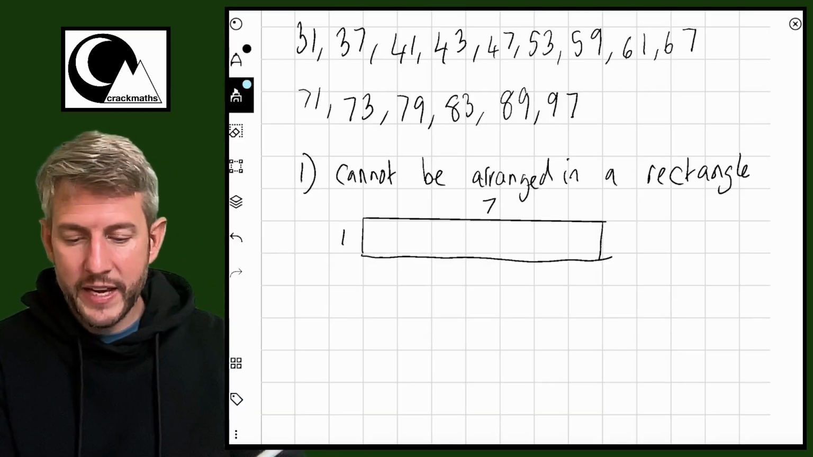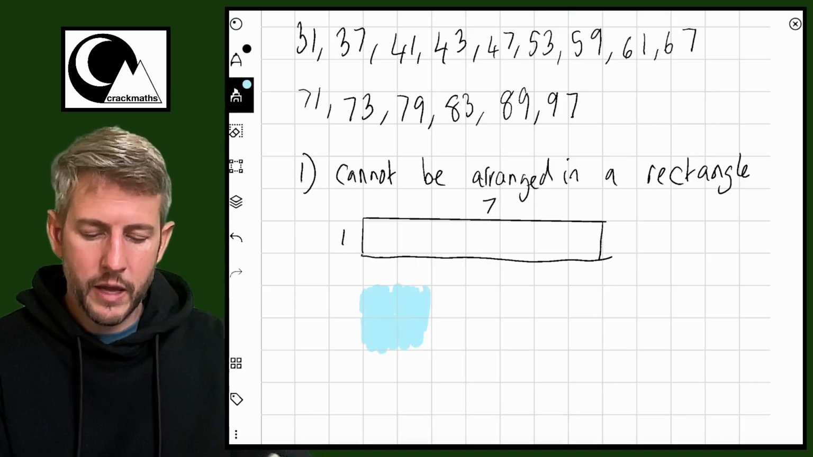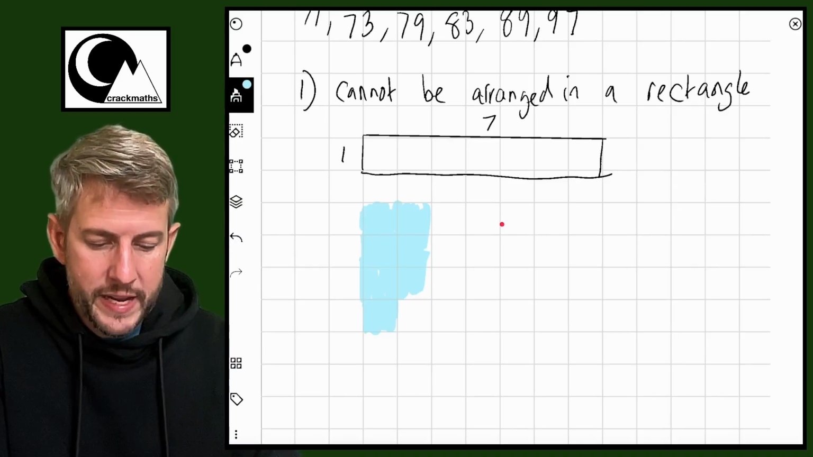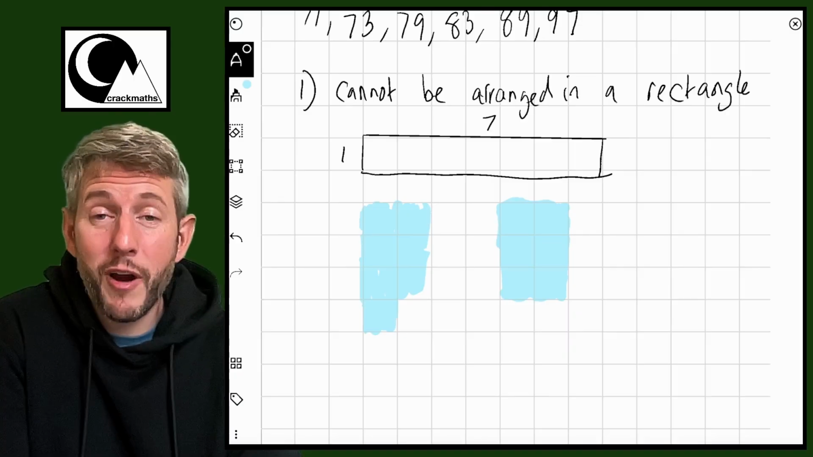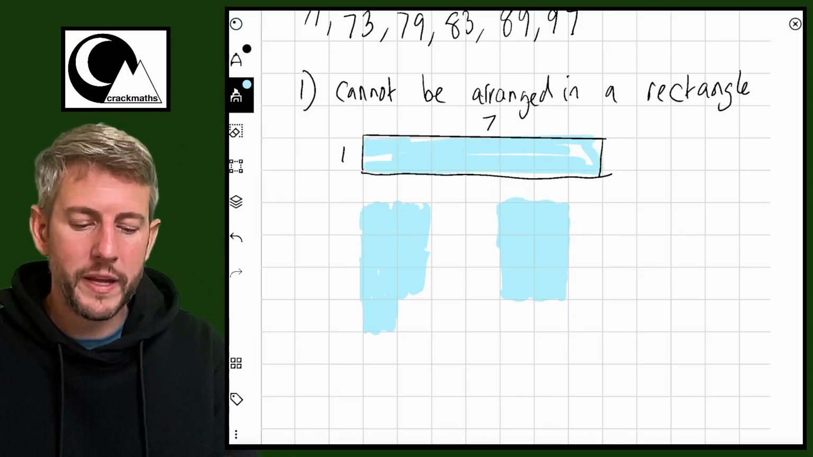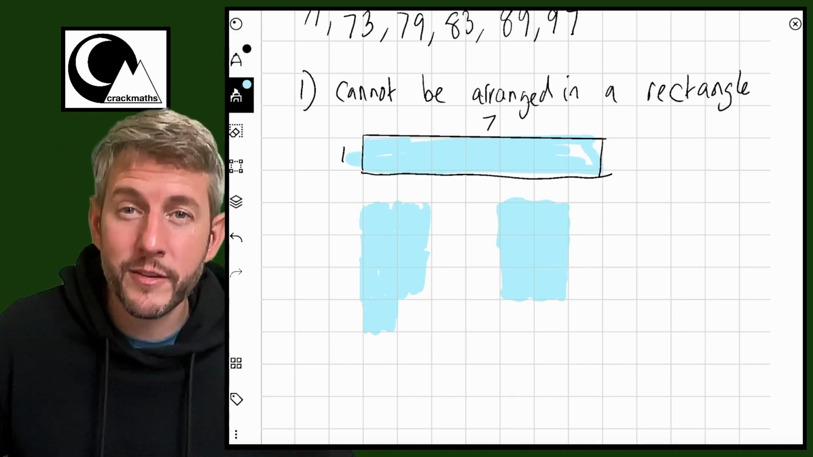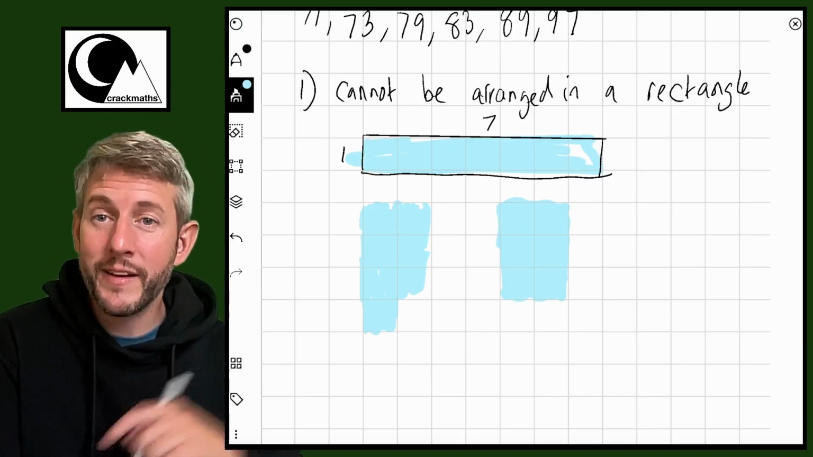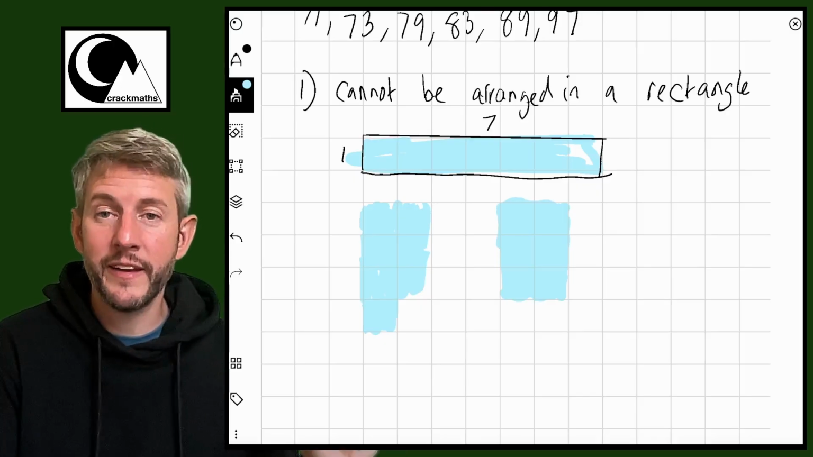If I try to do it any other ways, let's try it this way here. So 1 square, 2 squares, like this. It won't work. If I tried to do it 3 here and 3 here, that won't work either. So the only way you can arrange prime numbers as a rectangle is in their original form here. So as their 1 by their 7, okay, or their 1 by their 13, or their 1 by their 73. There is no other way to arrange these numbers. So that is the first thing. They cannot be arranged in a rectangle.